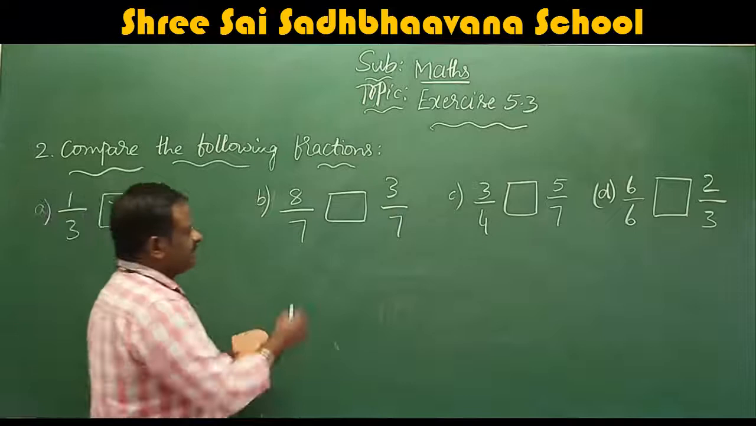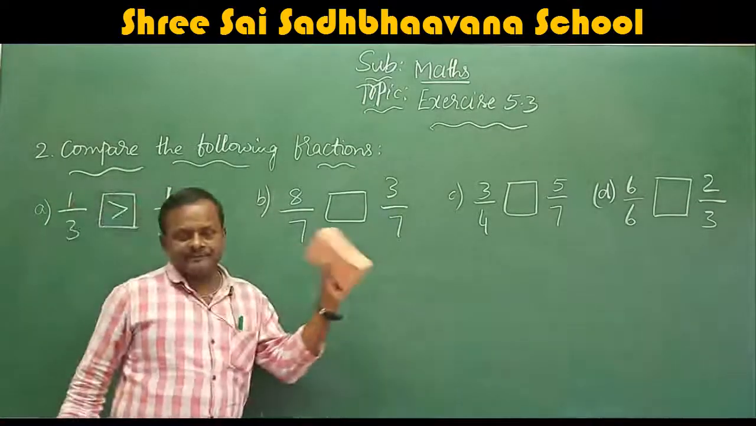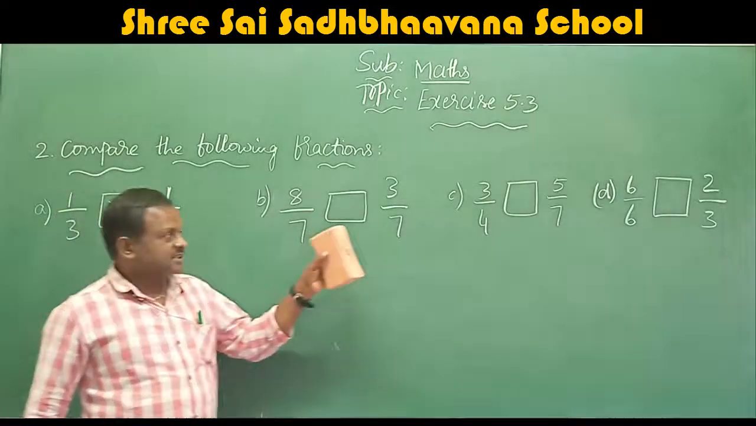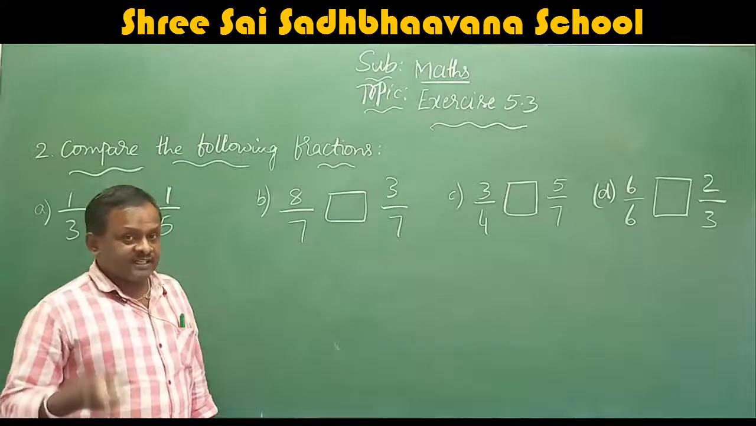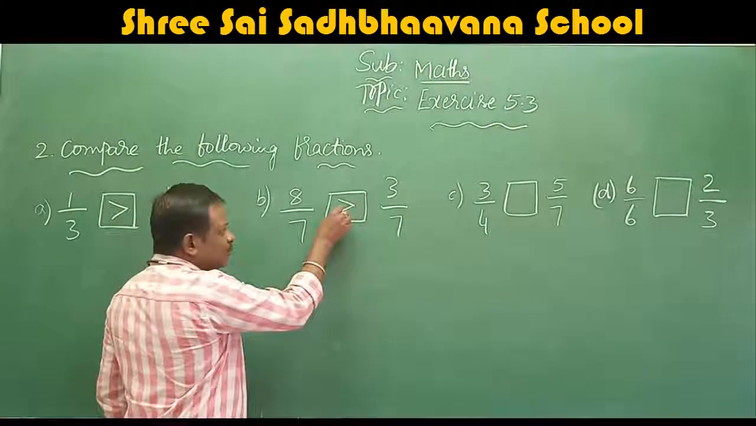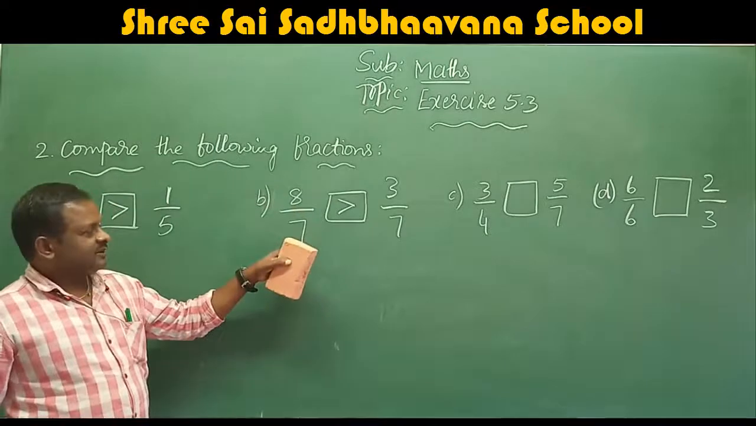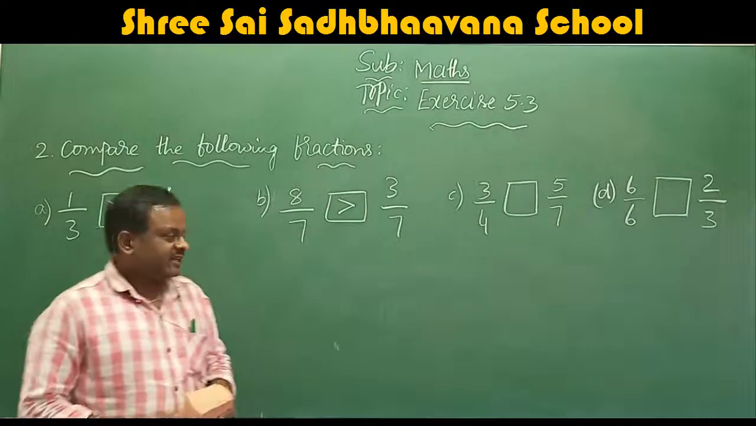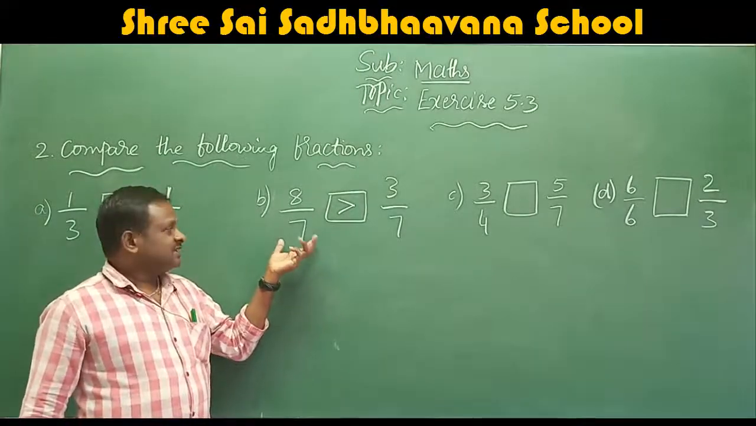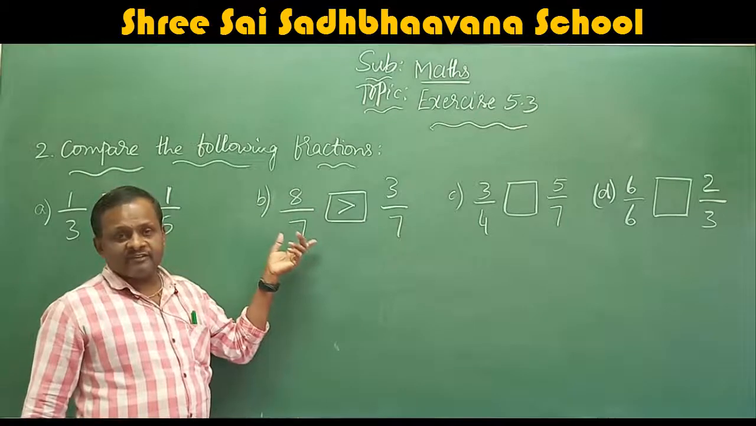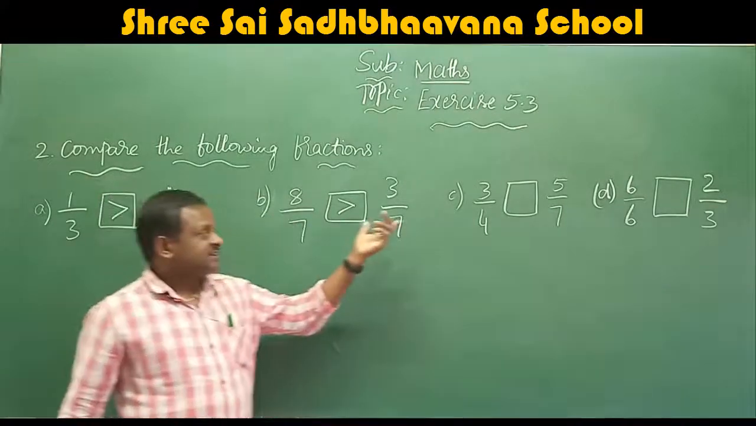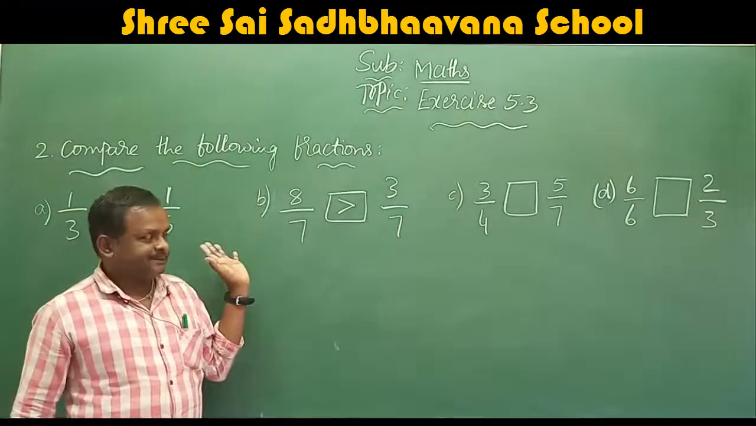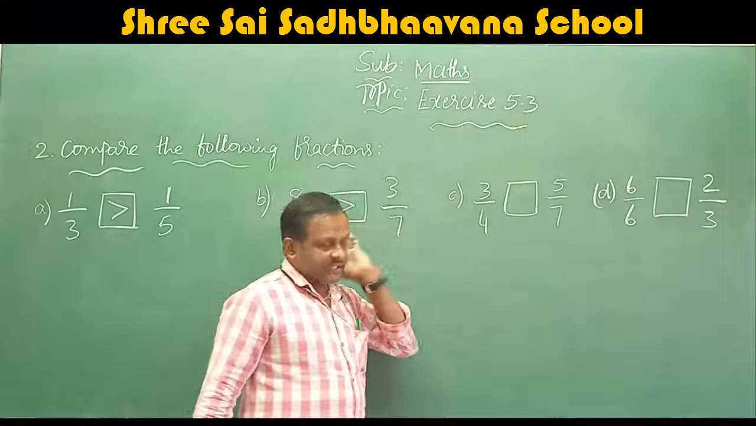Next come to here. Here denominators are same. So if the denominators are same, compare the numerator. Which is greater, that is the greatest one. So 8 by 7 is greater than 3 by 7. Especially we know that 8 by 7 is an improper fraction. The value of this fraction is always greater than 1. This is a proper fraction. Value is always less than 1. So this is greater.